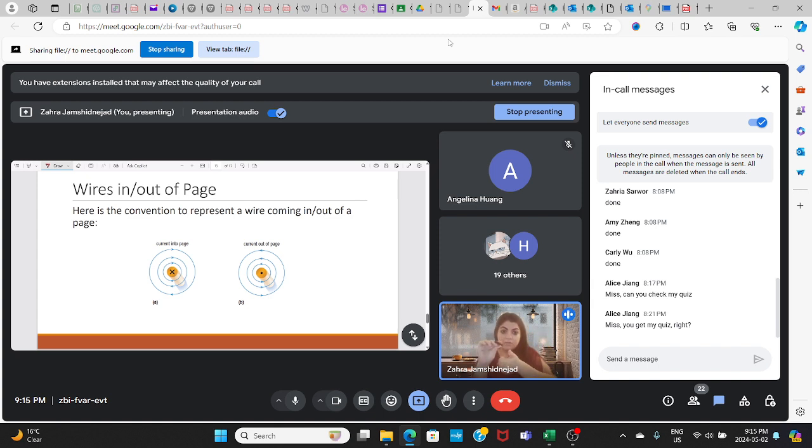I put my thumb in the direction of the current, which is into the page. Now I need to see the direction of my forefinger: clockwise or counterclockwise. For me, it is clockwise. My finger is bending like this, going clockwise. I want everyone to try it. If you put your thumb in the direction of the current, into the page, your forefinger needs to bend clockwise.